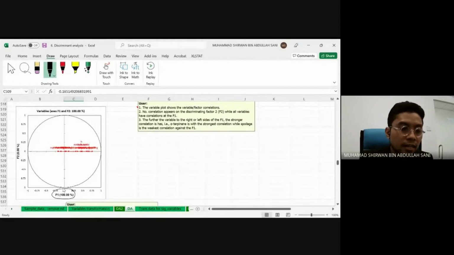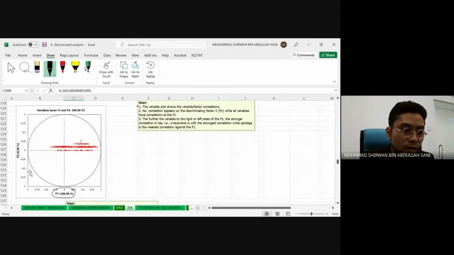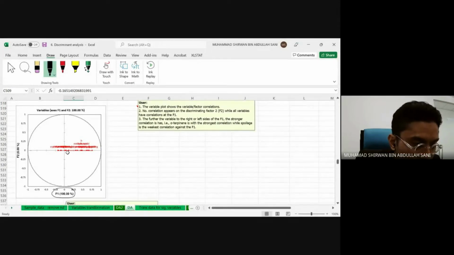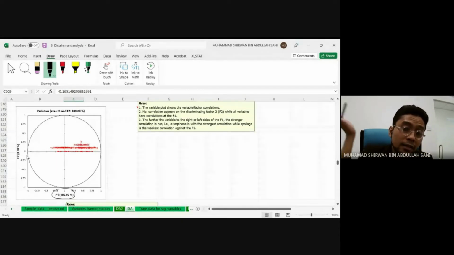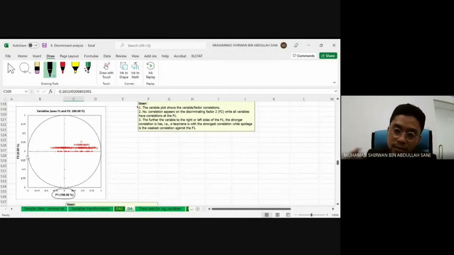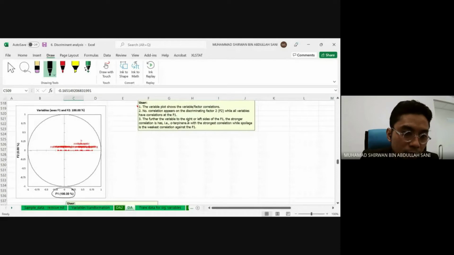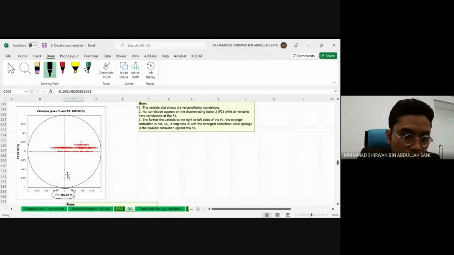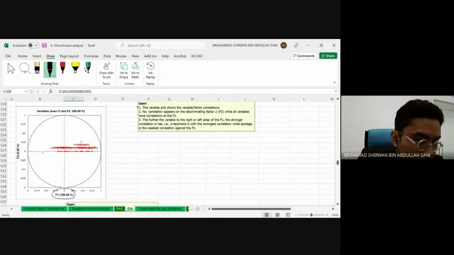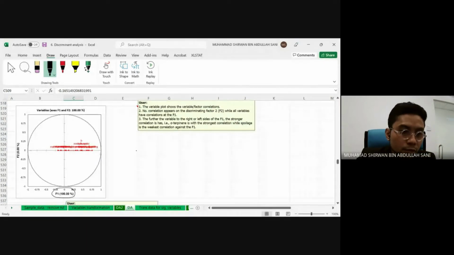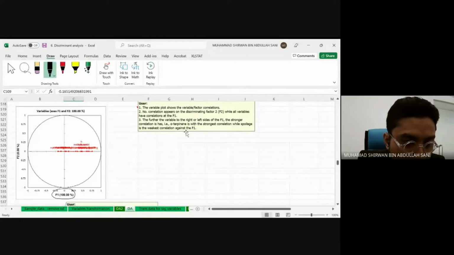All the data, 100% of the data can differentiate the bovine. So that's why F2 is 0. So that's why the plotting is pada dia punya axis lah. Because F2 doesn't give any, we call that one, contribution. So the further the variable to the right or left side of the F1, the stronger correlation is. So you can see lah alpha terpinene dekat sini apa semua. So lagi jauh, the further it is from this F1, the stronger it is. So for example, alpha terpinene is the strongest correlation, while spoilage is the weakest correlation against the F1.